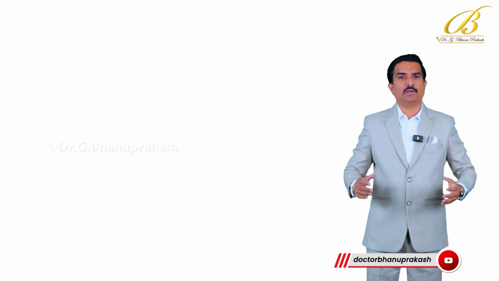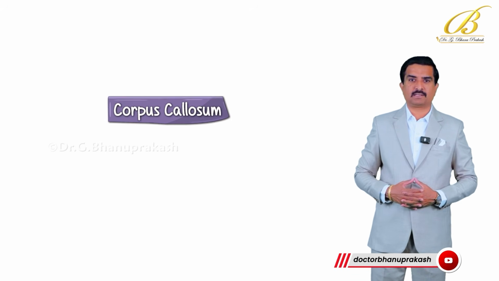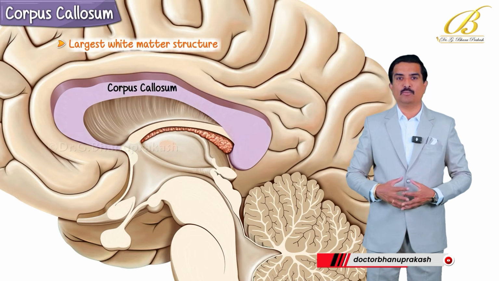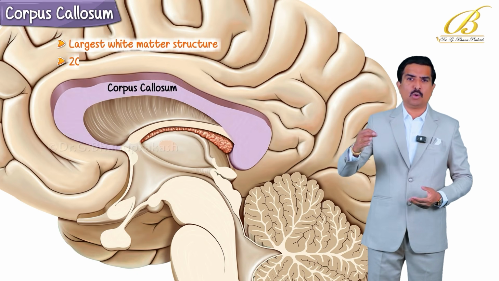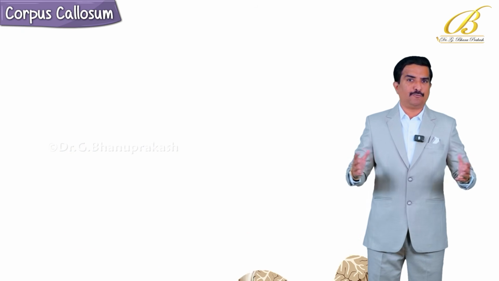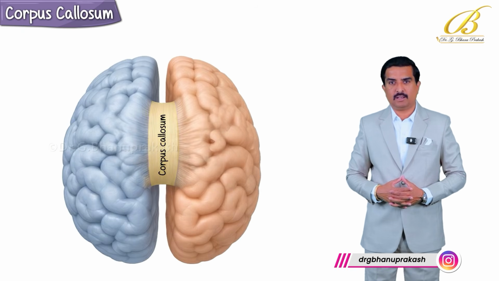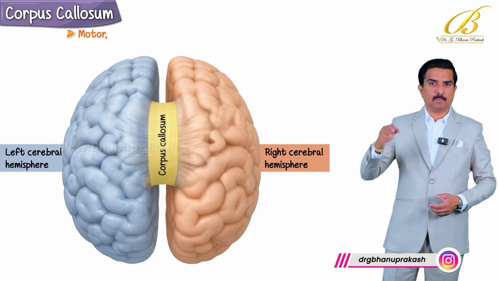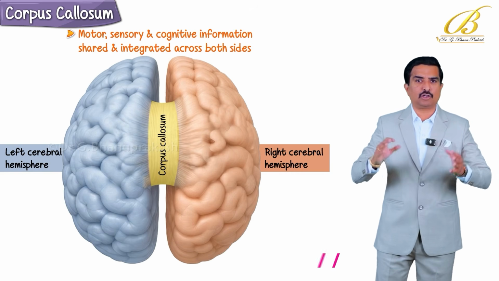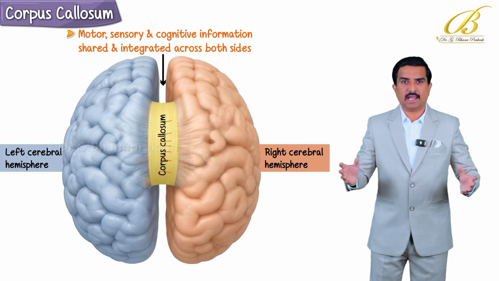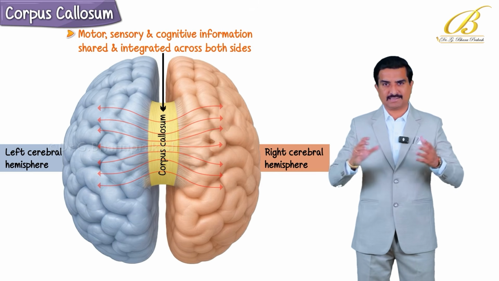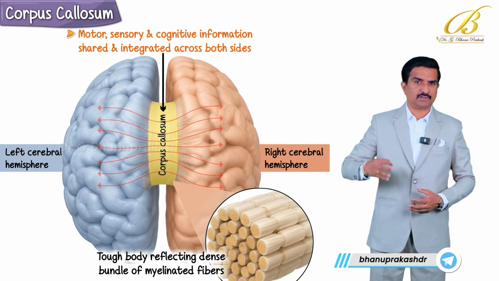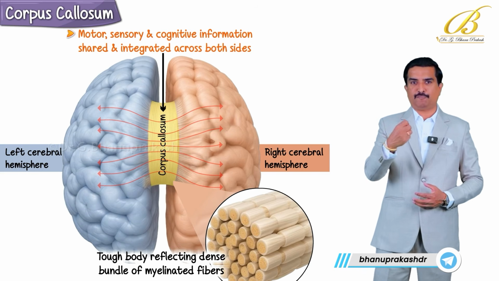In this video, we are going to talk about the anatomy of the corpus callosum. The corpus callosum is the largest white matter structure in the human brain, containing around 200 million axons. It forms the major commissural pathway between the left and right cerebral hemispheres, ensuring that motor, sensory, and higher cognitive information is shared and integrated across both sides. Its Latin name means tough body, reflecting its dense bundle of myelinated fibers.